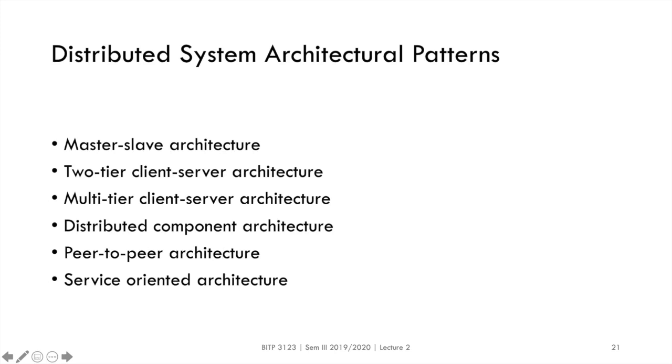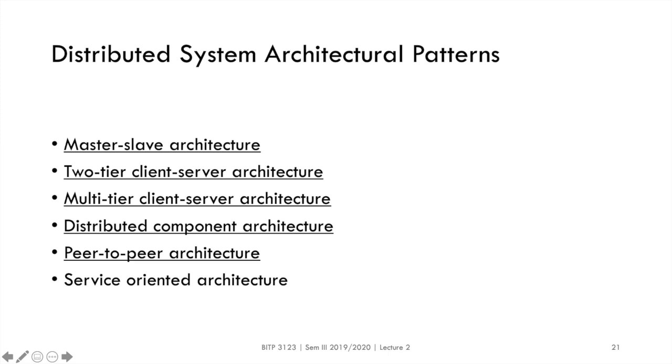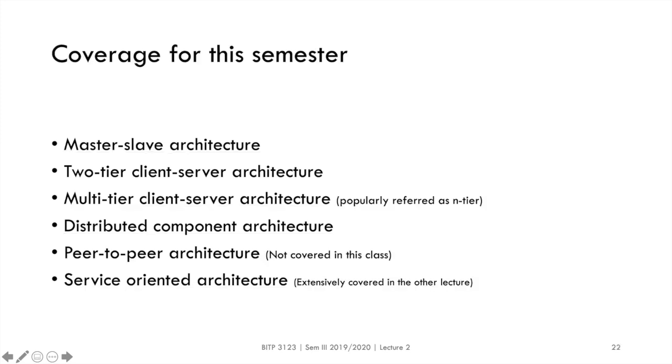Before we dive further, these are the architectural patterns for distributed systems. Here we have master-slave architecture, two-tier client-server architecture, multi-tier client-server architecture, distributed component architecture, peer-to-peer architecture, and service-oriented architecture. However, not all will be covered in this course and in this particular lesson.